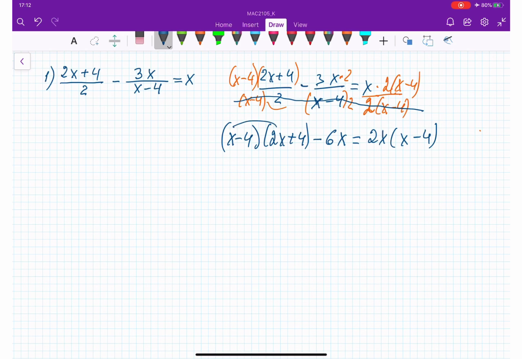X times 2x is going to be 2x squared. X times 4 is going to be plus 4x. Negative 4 times 2x is going to be negative 8x. Negative 4 times 4 is going to be negative 16. Minus 6x. It's equal to, we multiply, 2x squared minus 8x.